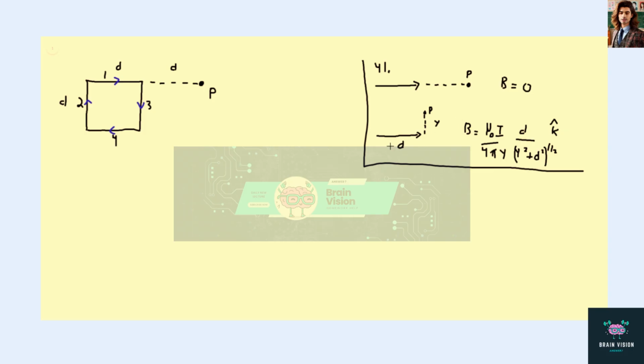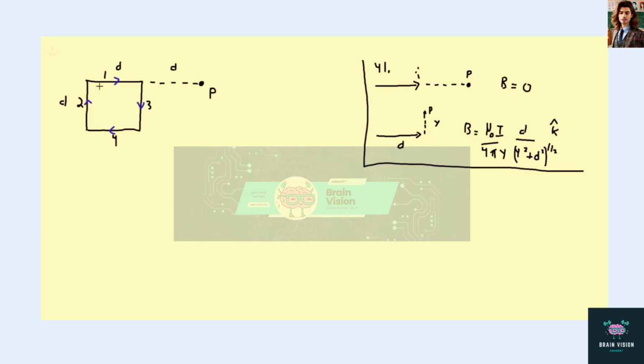Additionally, we found that if instead point P is raised above the wire, at a right angle from the edge of the wire, then the magnetic field is this whole expression: mu naught I over 4 pi, divided by y times the square root of y squared plus d squared, with another d on top, in the k-hat direction. The relevant quantities are d, the length of the wire, and y, the height of point P away from the wire.